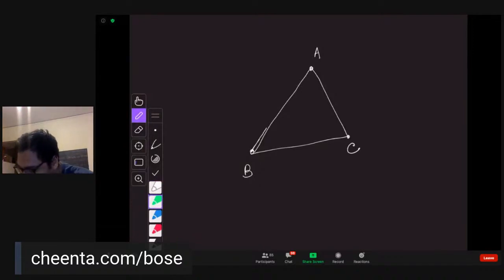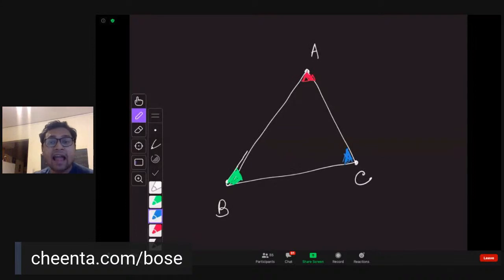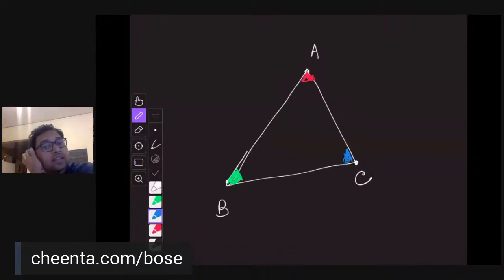So I will be putting this one in green, this in red, and this one in blue. So when you say add the angles A, B, and C, what is it that you are actually saying? What is the meaning of the statement add the red, green, and the blue angle? Now you have to understand the fundamental concept here. Let's not rush into the answer. Let's understand what's going on.